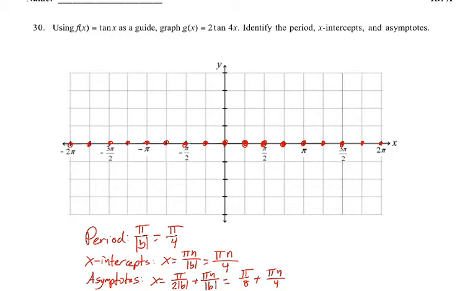Now I'm going to draw my asymptotes in a light yellow here. I'm going to see if I can get this a little thinner than I used to have it. So we're going to draw an asymptote. Really, once you have your x-intercepts, your asymptotes are going to be halfway between your x-intercepts. So I'm going to go halfway between these two dots, halfway between these two, and just keep on repeating that.